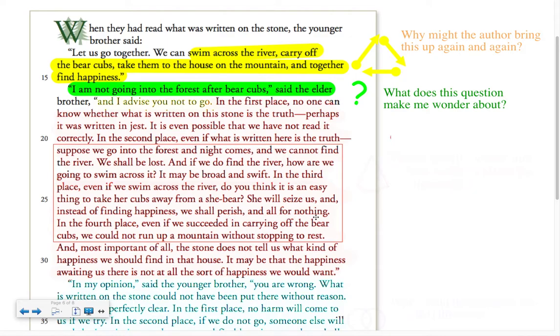And all for nothing. In the fourth place, even if we succeed in carrying off the bear cubs, we could not run up a mountain without stopping to rest. And, most important of all, the stone does not tell us what kind of happiness we should find in that house. It may be that the happiness awaiting us there is not at all the sort of happiness we want.